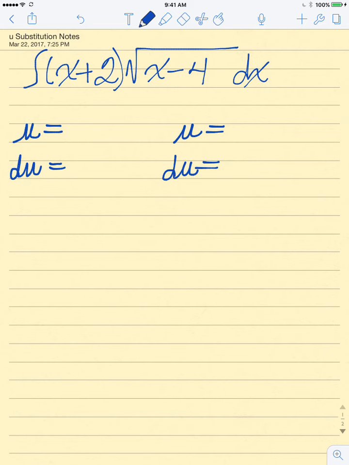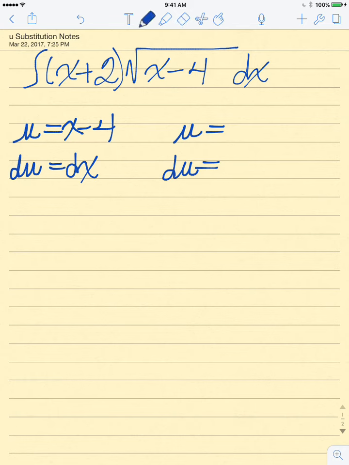So let's try the one that I think most of you would choose first, what's under the square root. I'll make u x minus 4. And du then is just 1 dx. Then I look up here, and the x minus 4 I see here, and the dx I see here, but that doesn't really take care of this part right here. So then you start to wonder, well, maybe I picked the wrong u. So let me go ahead and erase these marks.